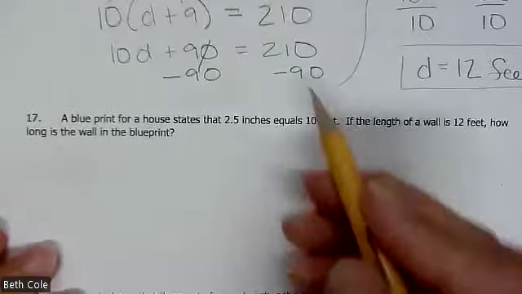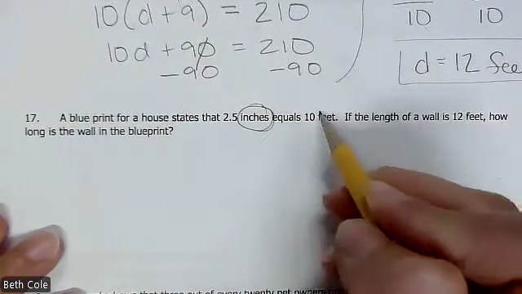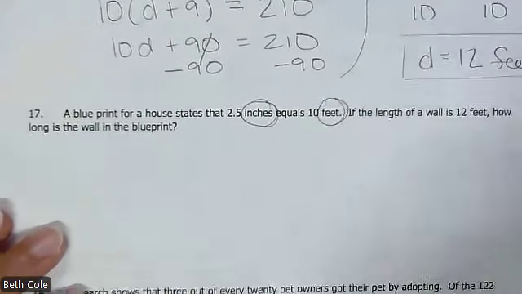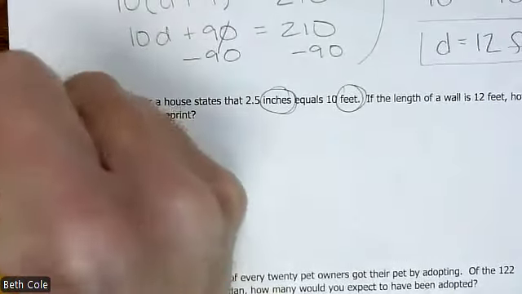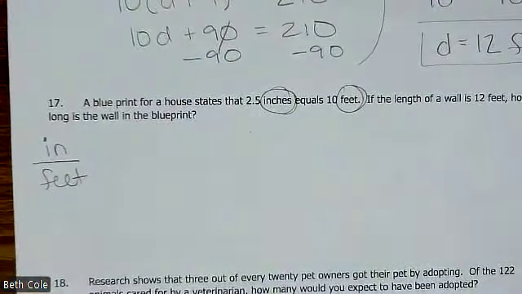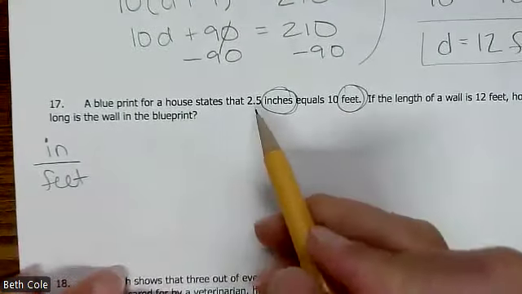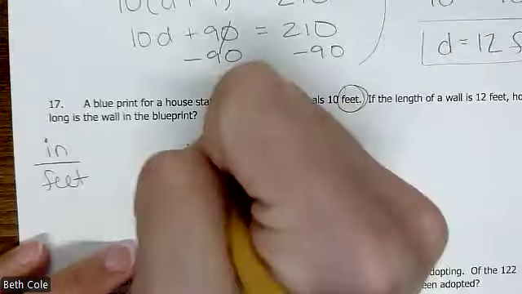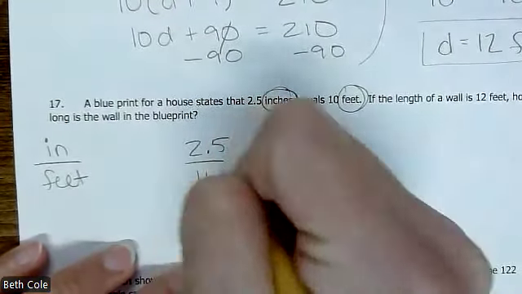Okay, so we have inches. Do you see that? And we have feet. So what I always tell everybody to do is right off to the side, we're going to put inches over feet. Hey, Miss Cole, could I put feet over inches? Sure, you just have to be consistent. So it doesn't matter which way you do it as long as you're consistent. But I'm going to write inches over feet. So we've got 2.5 over 10.